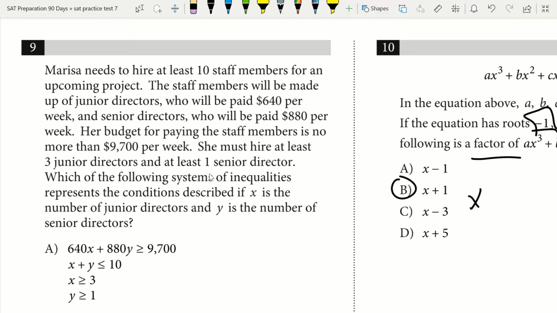Today I have an SAT math trick for you that deals with setting up inequalities as you read through a math word problem. So this applies to the math no calculator section and the math with calculator section.